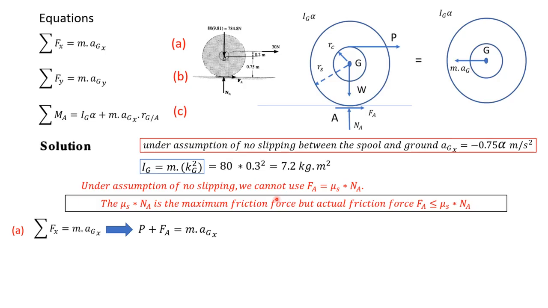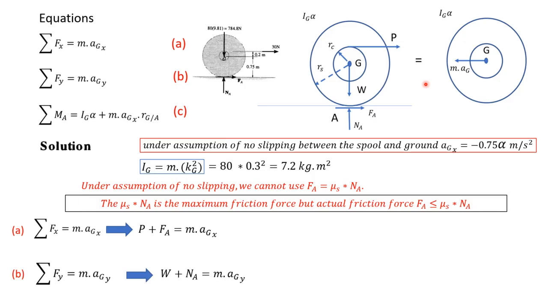So now we're going to go to the forces in the x-axis. It's going to be the mass multiplied by the acceleration at the point G in the x direction. And it's going to be equal to P, that's P going to the right, plus FA, which is equal to the mass multiplied by AGX.